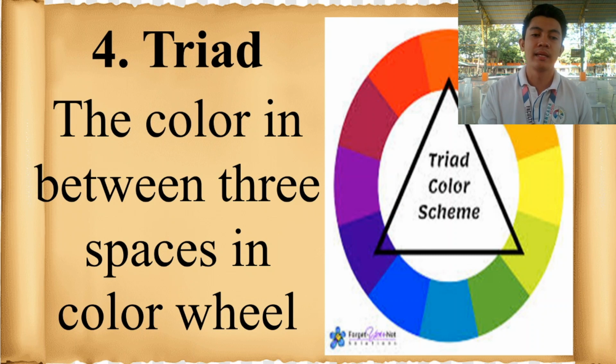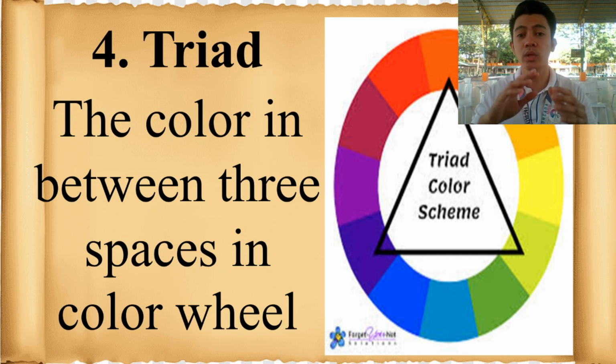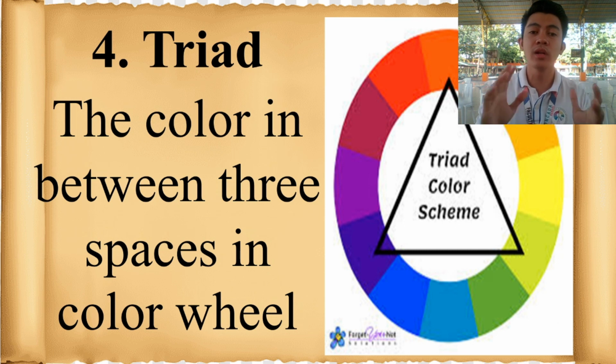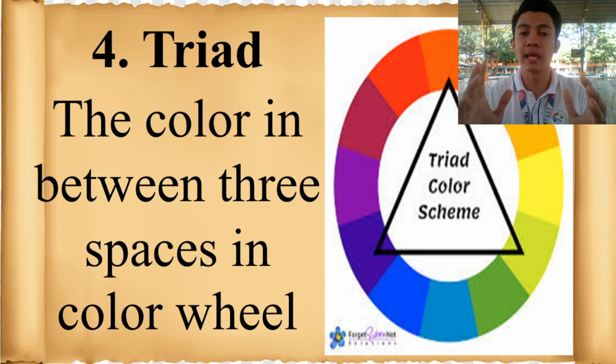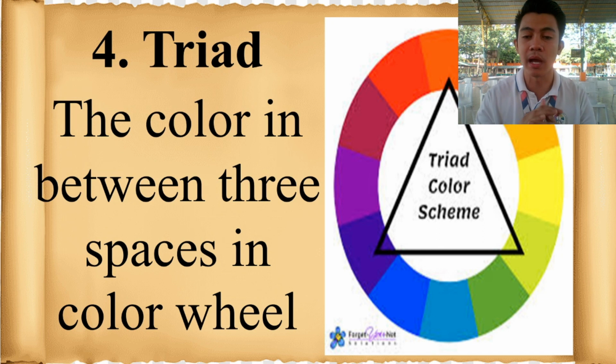Next, triad. The colors in between three spaces in the color wheel. When we say triad, it has an equal distance between all colors. All three colors are distributed evenly around the color wheel. Kaya kung makikita nyo, meron siyang pantay-pantay na distansya sa bawat kulay. Ayan, that is triad. Alright?